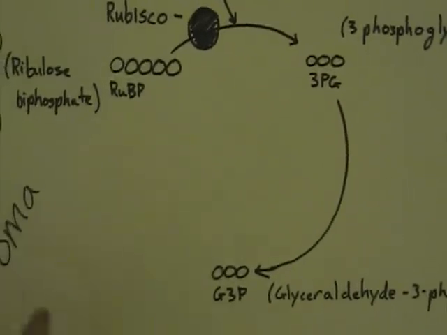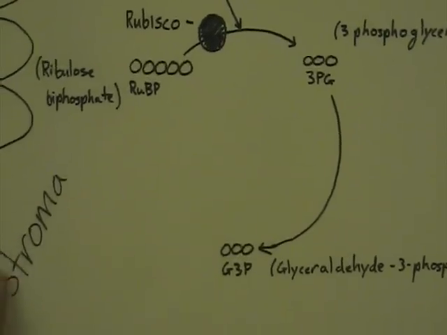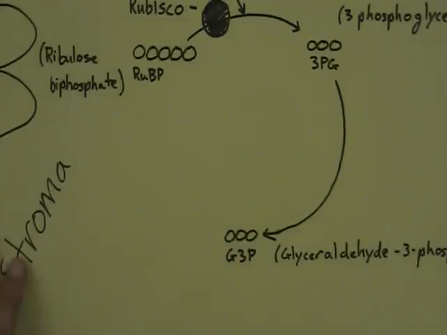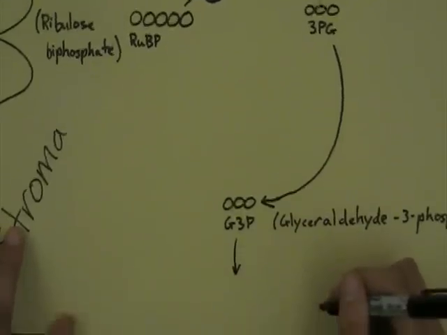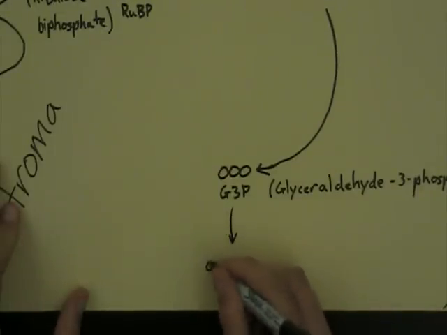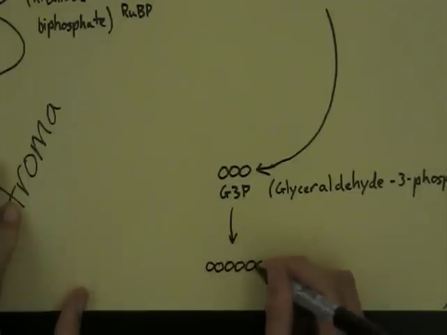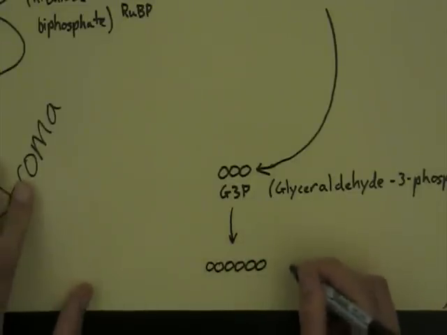At this point, some of the G3P is going to move in one direction and some is going to move in another direction. G3P can be converted into numerous other molecules. The one that you will come across obviously the most is, of course, our 6-carbon glucose.